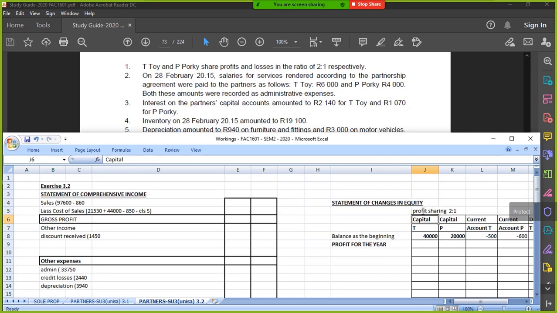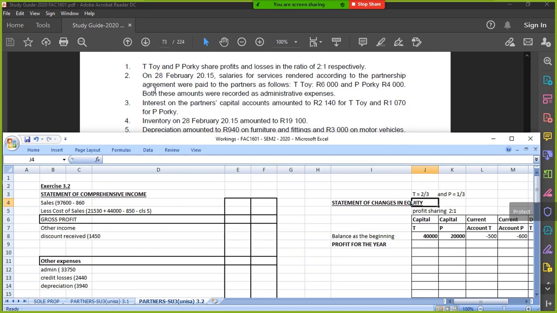2:1. All right, so that tells me that T is going to get 2 over 3 and P is going to get 1 over 3. Does that make sense? Yes. Okay, double check. Read it again carefully just so we don't make mistakes. 2:1. So Toy gets 2, P gets 1, good. Okay, fine.